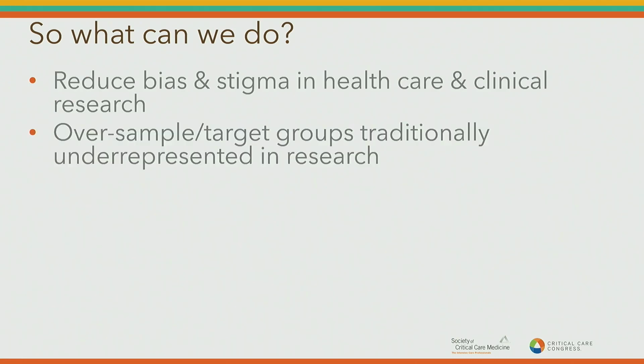Done. We can oversample and target groups traditionally underrepresented in research. This is hard. This is where the funder and the time and the contract delays and the IRB delays come in, and we're like, we just have to get 200 people in the door, and we're just going to take the first 200 people, and those first 200 people usually look like us.